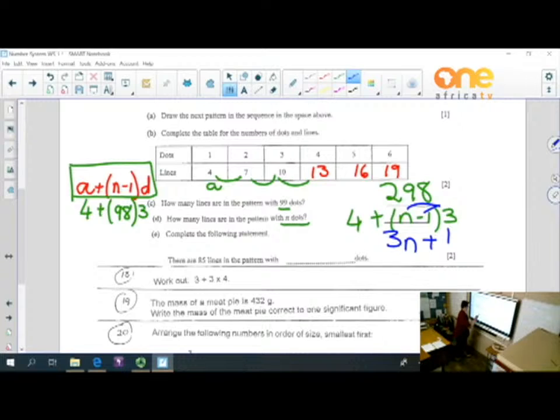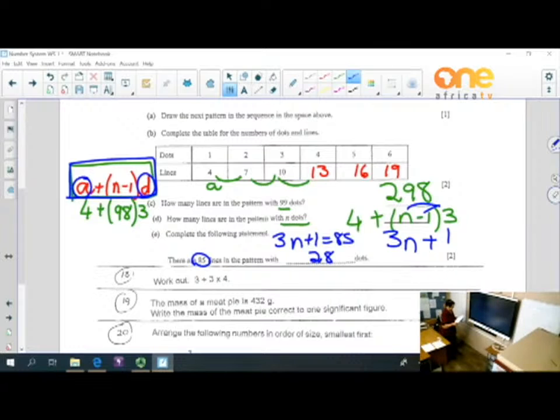And to find the last one, 85 lines, so now I can just equate this one to 85, so 3n plus 1 is equal to 85, and then I get that the number of dots is 28. Once you've got that formula, it's then very easy. Remember this for A is the first term, D is the common difference. It will help you a lot.